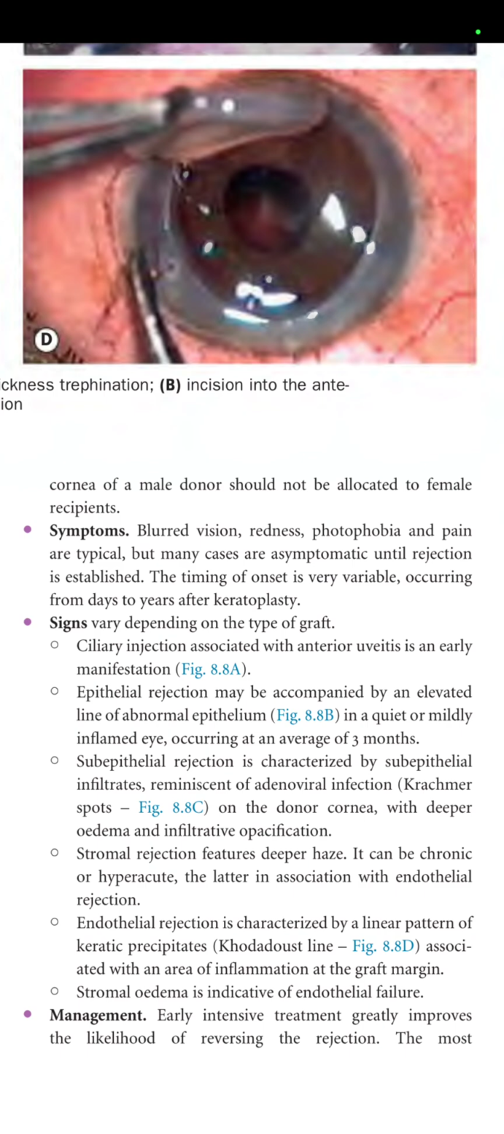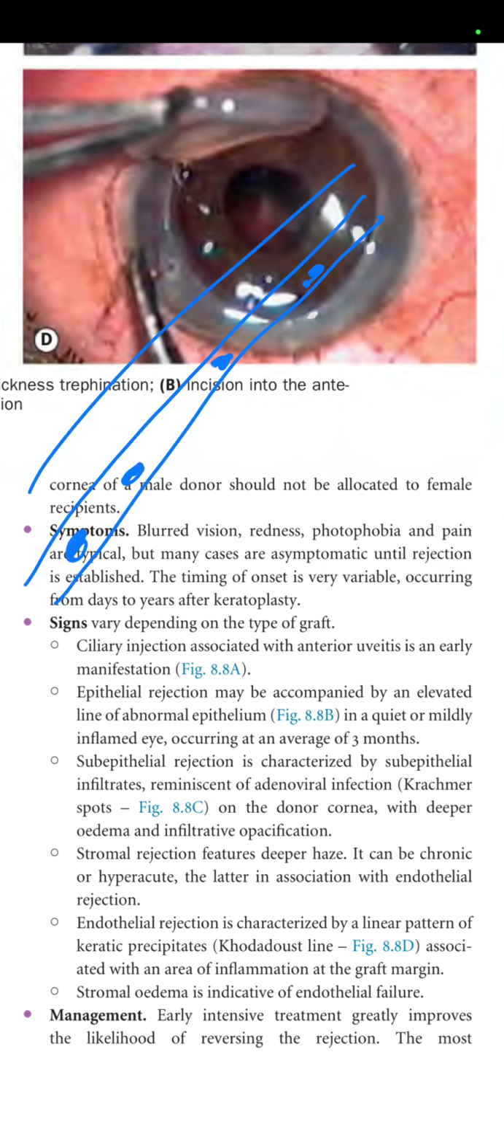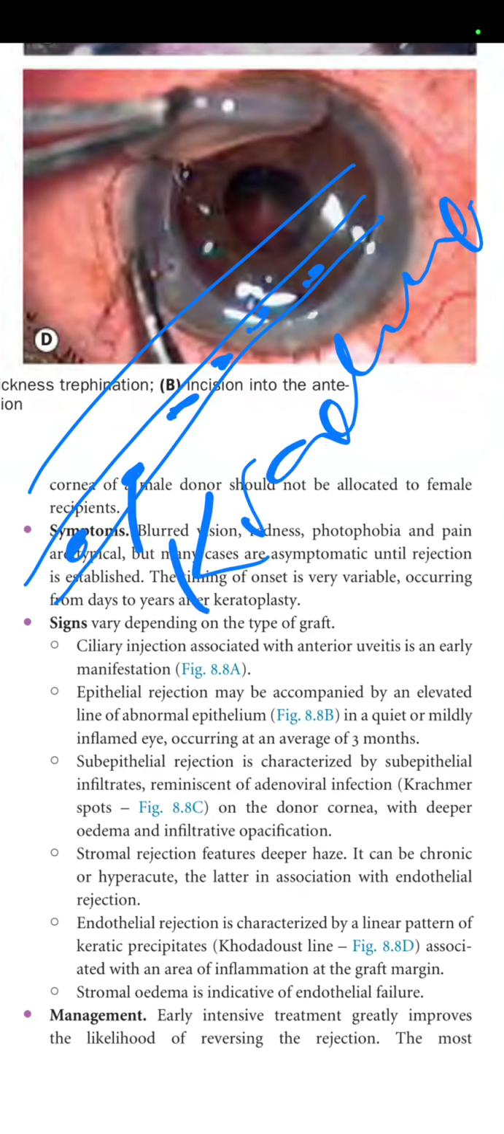Subepithelial rejection is characterized by the subepithelial infiltrate reminiscent of the adenoviral infection, Kretschmer spots on the donor cornea with a deeper edema and infiltrative opacification. So some of the things you have to remember: if there is a subepithelial rejection, there will be spots, which are called the Kretschmer spots, that are similar to the adenoviral, and they are usually with a small opacification and infiltration. Stromal rejection features deeper haze.